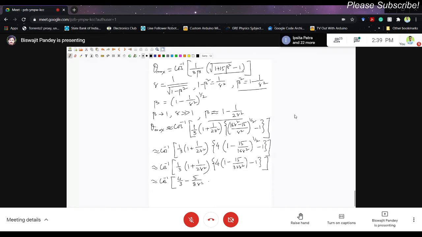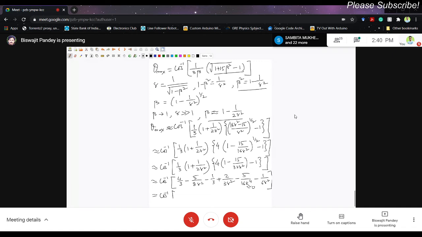5 by 8 gamma square minus 1 by 3 plus 2 by 3 gamma square minus 5 by 16 gamma to the power 4 minus 1 by 6 gamma square. See, we shall not deal with gamma to the power 4 terms, because gamma square is very large. So 1 by gamma to the power 4 will be extremely small, negligible. So we can drop this in comparison to gamma square. This is 0. Okay. So then you simplify cos inverse.